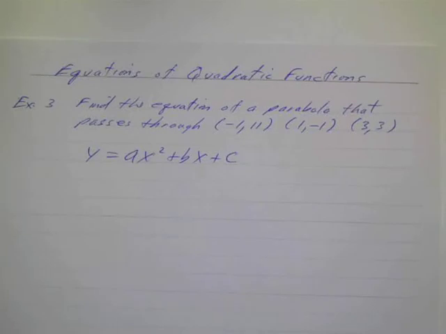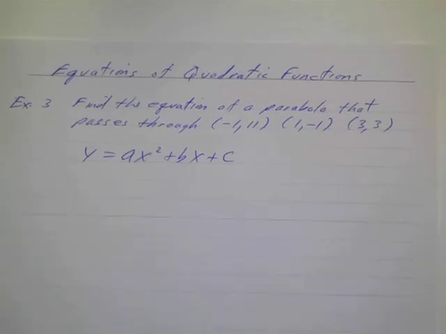Okay, and now we're going to do some more equations of quadratic functions, and this is example 3, and this is a little more tricky. Okay, we want to find the equation of a parabola that passes through these 3 points: (-1, 11), (1, -1), and (3, 3). So we're going to use our standard form.